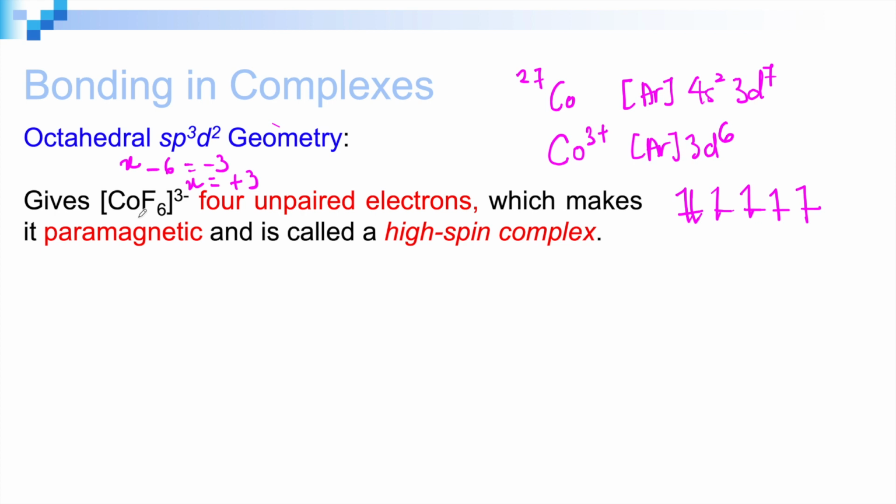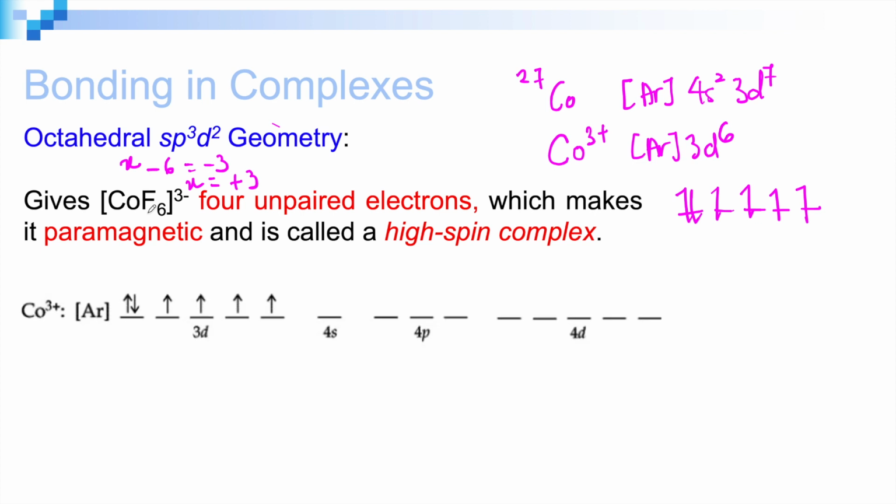Because this compound has 6 fluorine, where the fluorine is actually a weak ligand. When you have a weak ligand in the compound, we need to consider this one as the high spin complex. And when you have a strong ligand in the complex, it can be considered as the low spin complex.